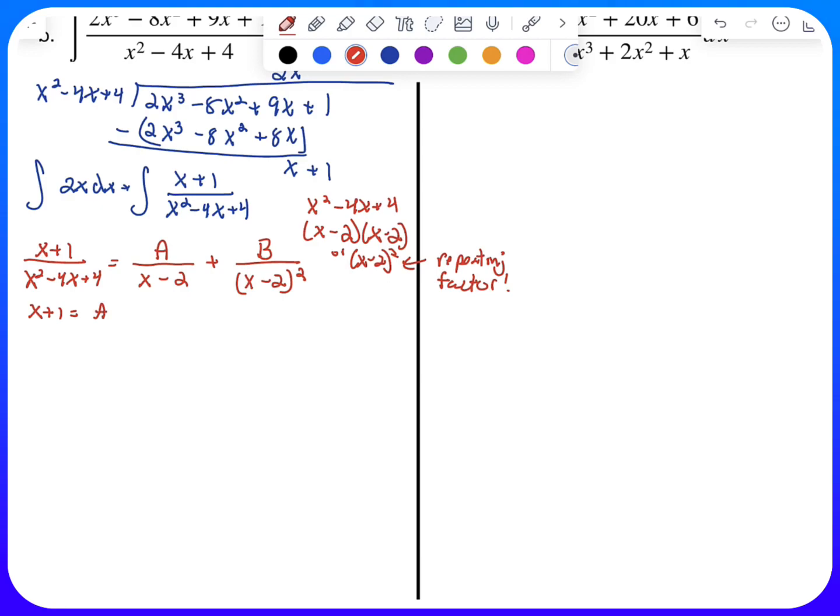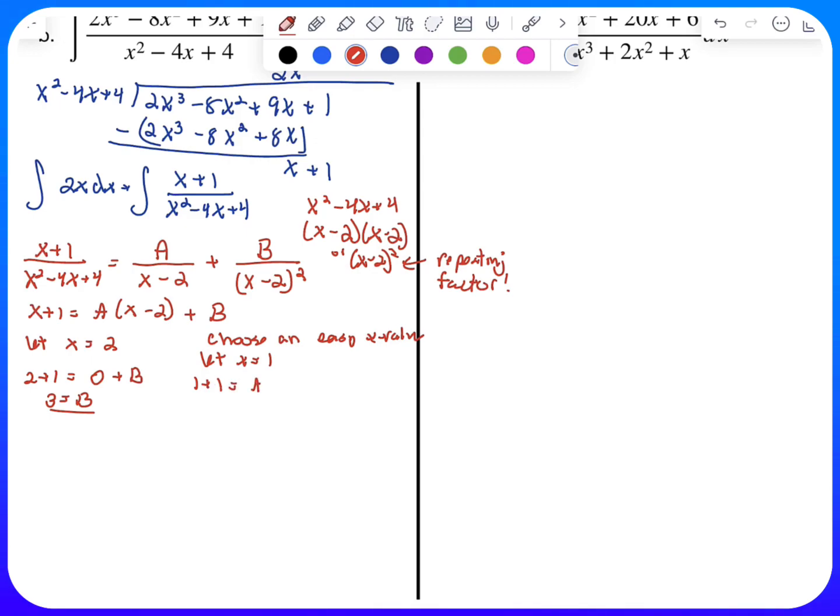Okay, multiplying by a common denominator, I'll get a times x minus 2 plus b is equal to x plus 1. Okay, now we can do our root. We only have one root this time, which is x equals 2. And I replace every x with 2 and solve for b, and I get b equals 3. Now, because we don't have another root to choose to find our a, we're going to just choose an easy number to work with. I'm going to let x equal 1. 1's usually an easy number to work with.